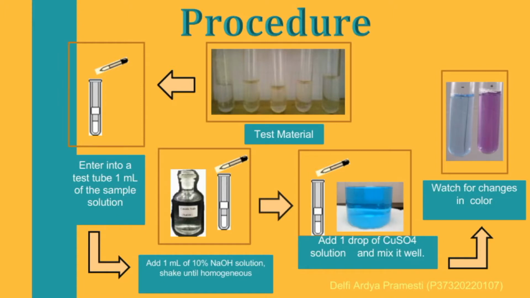Procedure: first, prepare the test material. Second, enter 1 ml of the sample solution into a test tube. Third, add 1 ml of 10% NaOH solution. Shake until homogeneous. Fourth, add 1 drop of CuSO4 solution and mix it well. Fifth, watch for change in color.